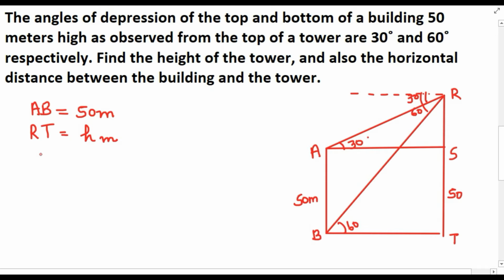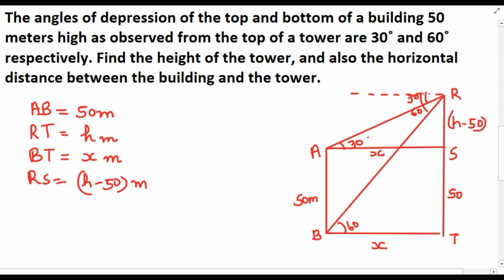And the distance between the building and the tower, that is BT, is also unknown, so we'll take it as x. The height of the tower we will take as h. So RS will be h minus 50 meters. So this will be h minus 50, and this AS will also be x.